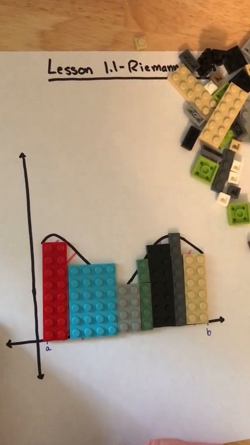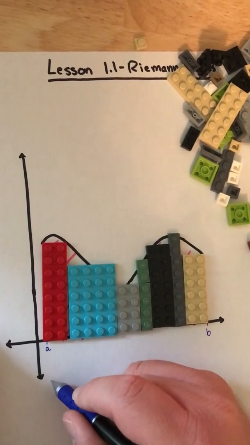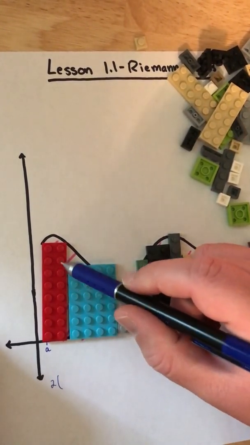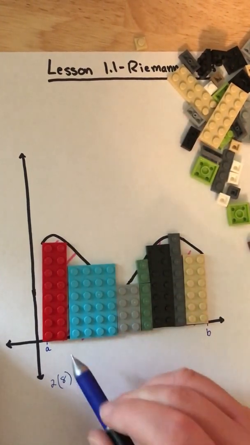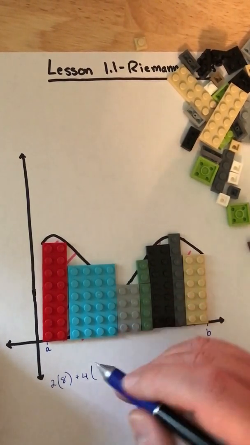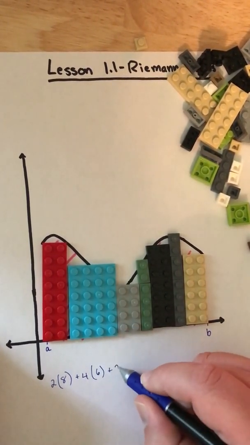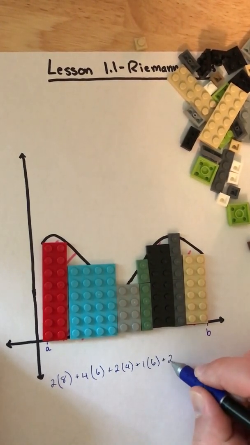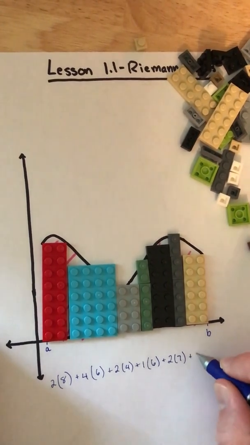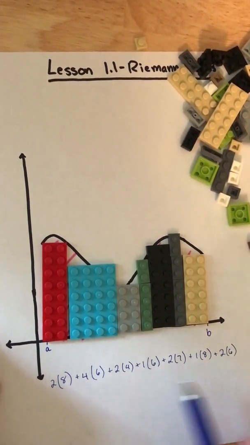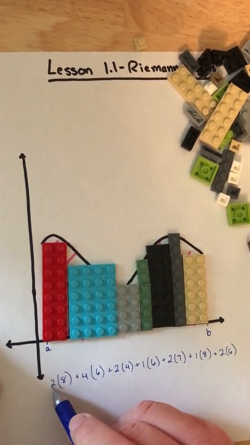So I'm going to take the width of the rectangle, which like I said for the red one is 2, and I'm going to multiply it by its height, which in this case is 1, 2, 3, 4, 5, 6, 7, 8 studs. Then I'm going to do the blue one. So 4 by 1, 2, 3, 4, 5, 6. The next one is 2 by 4. The next one is 1 by 6. Then it's 2 by 7, 1 by 8, and this last one is 2 by 1, 2, 3, 4, 5, 6. Now that I've gotten all these rectangles written down, again, width and length.